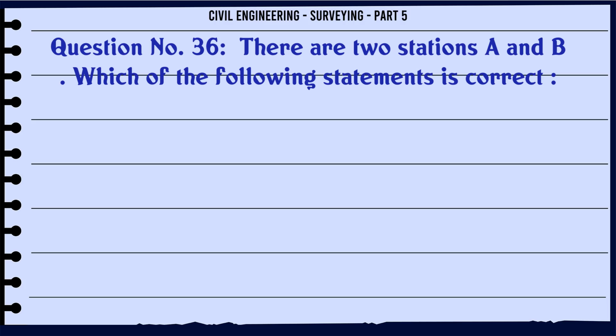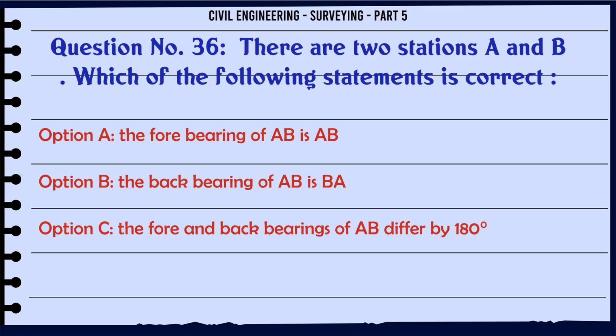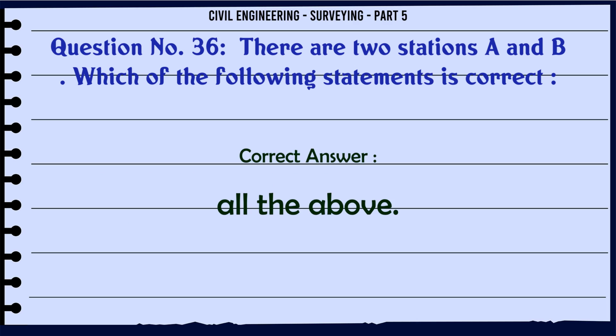There are two stations A and B. Which of the following statements is correct? A, the fore bearing of AB is AB. B, the back bearing of AB is BA. C, the fore and back bearings of AB differ by 180. D, all the above. The correct answer is all the above.